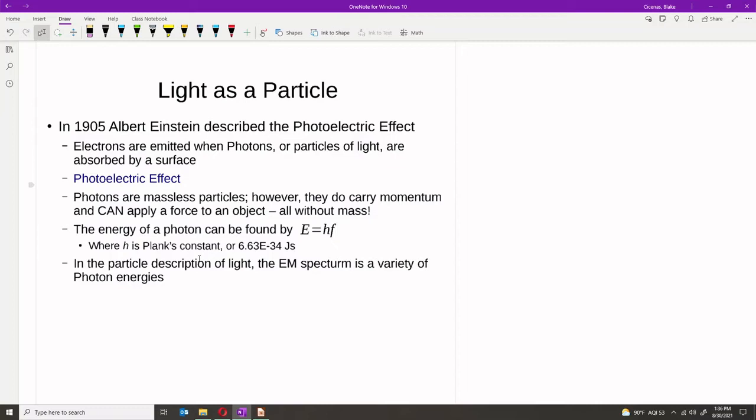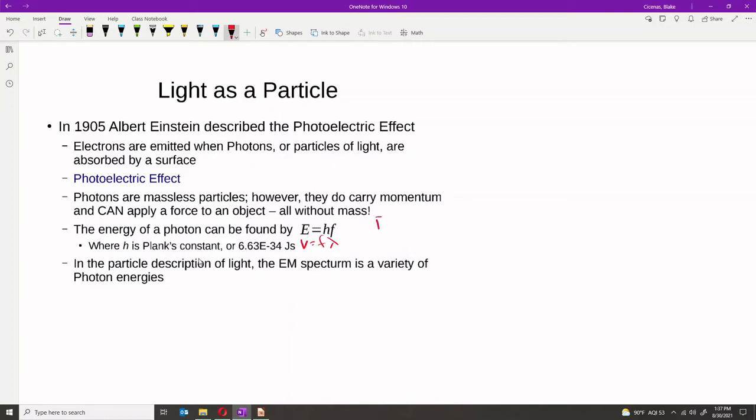And we can actually find the energy of said photon. This is very similar to the earlier equation, which is kind of why I put it up there, v equals lambda f. It's a very similar setup, but this time it's energy, E equals hf, and this h is Planck's constant, which is 6.63 times 10 to the negative 34th joule seconds. So we can use that to figure out the energy of a photon based off of its frequency.